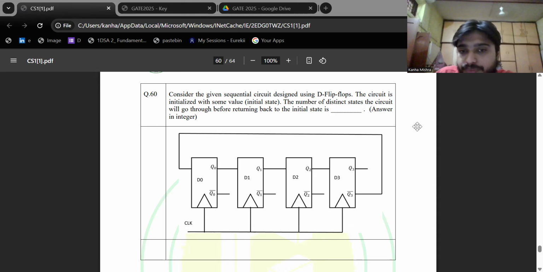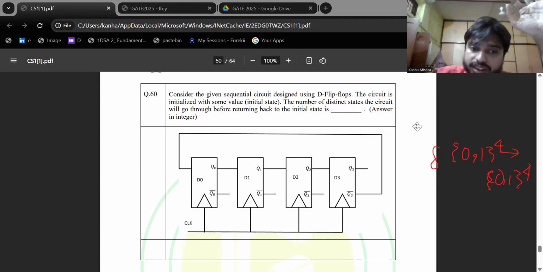State machine game. With 4 flip-flops, there are 2 to the power 4, that is 16, possible states. Our combinational logic, the wiring, defines the next state function. The state space will be {0,1} to the power 4. If we start from some initial 4-bit value, how many distinct states will we see before eventually coming back to the same point?